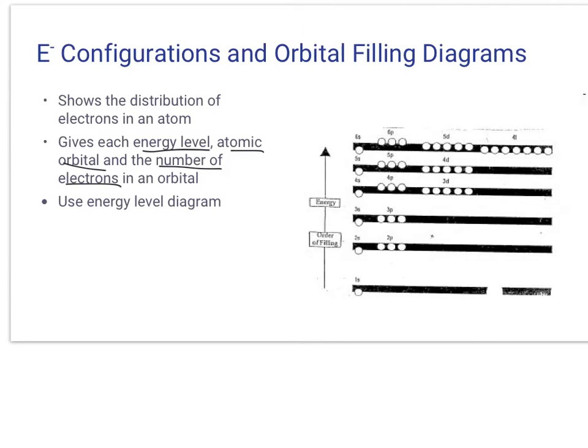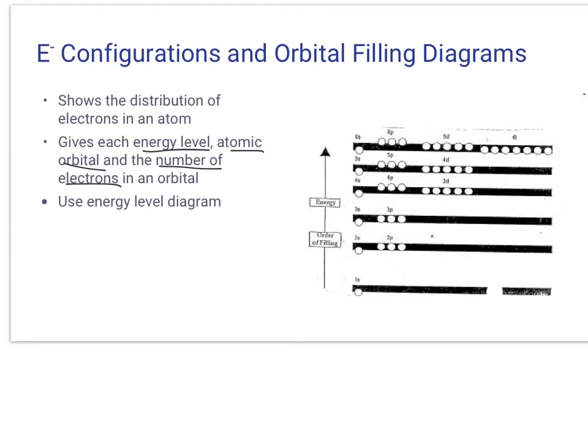So an electron configuration focuses on the electrons in an atom. We already know that the electrons are not found in the nucleus, but rather they are found outside of the nucleus. Specifically, electrons are found in different energy levels, and within those energy levels can be found in different orbitals. What electron configurations and orbital filling diagrams do is give the energy level, atomic orbital, and the number of electrons in a particular orbital.